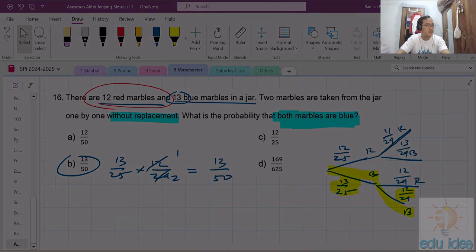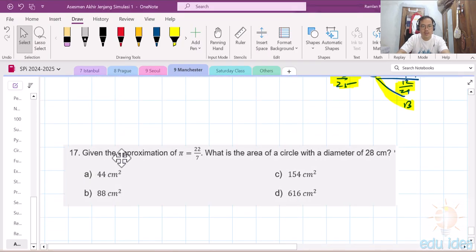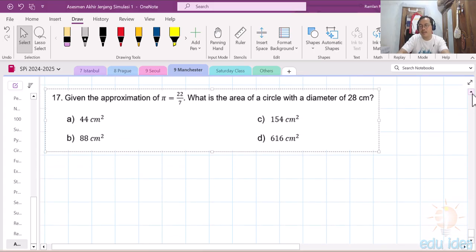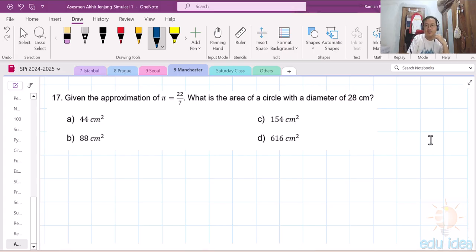Okay, number 17 is we're talking about a circle. Given the approximation of pi is 22 over 7, so if the question tells you what the value of pi is, use that number, okay? So what is the area of a circle with the diameter of 28?